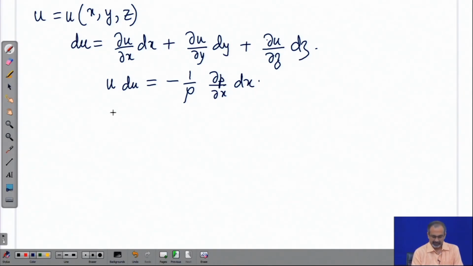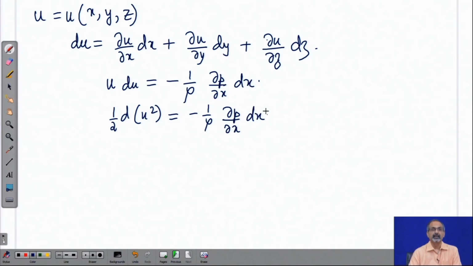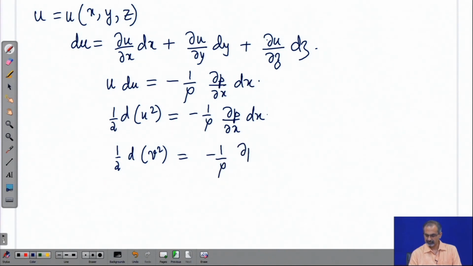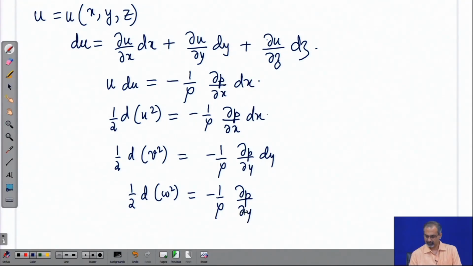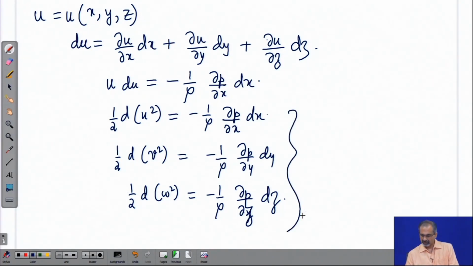Now, if you take this into the differential, it is d of u square with a half outside, and the right hand side remains as it is. Now, like you do it for the x direction, you can write this equation similarly for the other two directions. So, now you have it for all the directions. So, this should be del p del z into dz. You have to club them together.